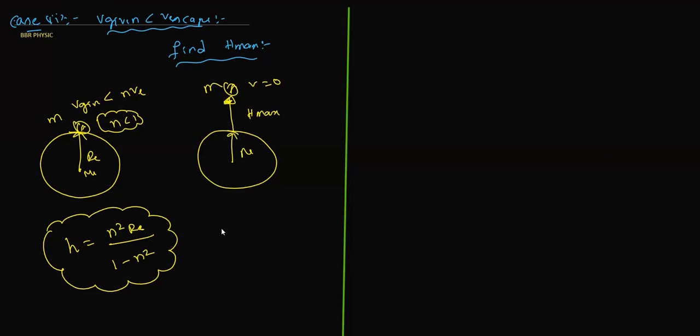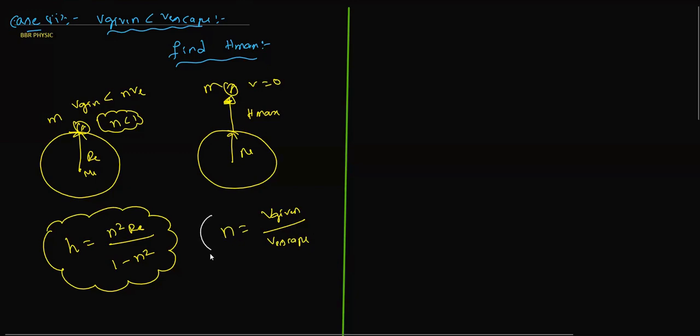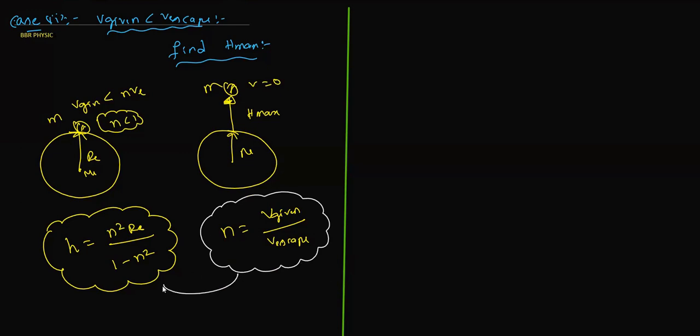To calculate the n value, n equals V given divided by V escape speed. If you take it like this, you get the n value. Then substitute that n value in this equation, and you'll get how much height it can travel, up to what height it can go. Let me take one question here.